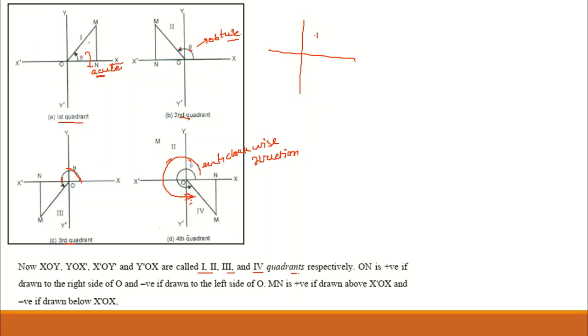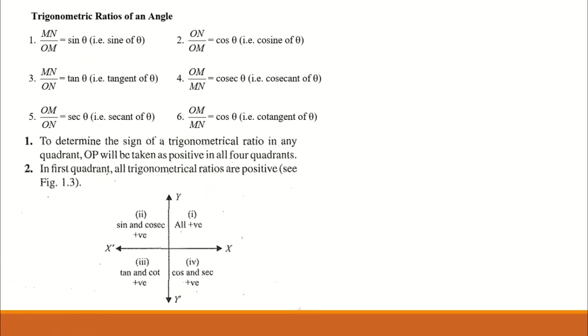Also we have discussed that in the first quadrant... Next, coming to the trigonometric ratios of an angle, sine theta is nothing but perpendicular upon hypotenuse. If we take a triangle, whatever the perpendicular is, that is MN, and the hypotenuse is OM, and this is theta, then sine theta for this triangle is MN upon OM. Similarly, cos theta is base upon hypotenuse.